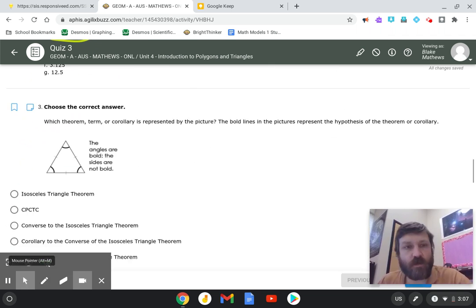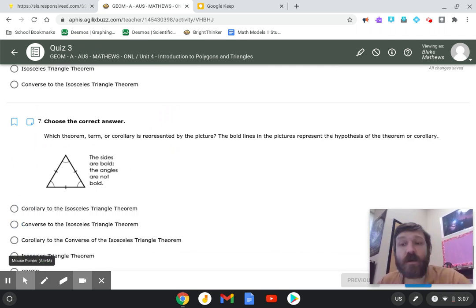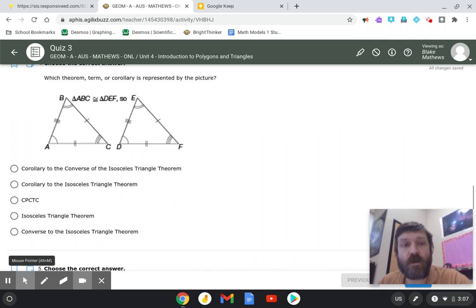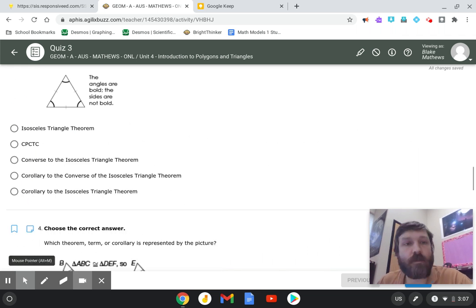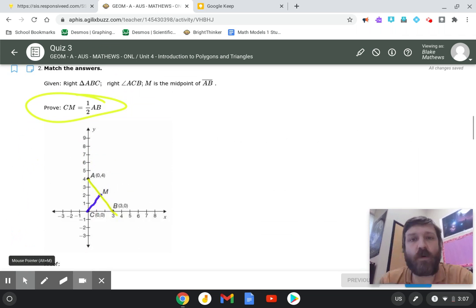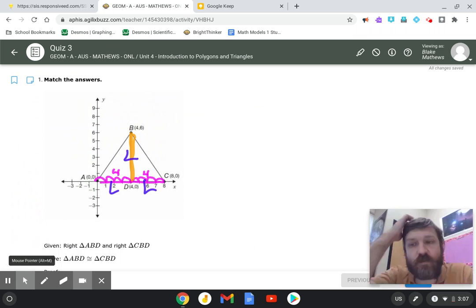That one's pretty straightforward. The rest of these are just the theorems that we went over. Use the diagrams that I gave you to help you answer those. That's the most important part of this quiz for sure, is knowing those different theorems and being able to match them with a diagram. All right, so that's it for this short quiz video. Next week, I will post our study guide, and then we'll be done with this test.